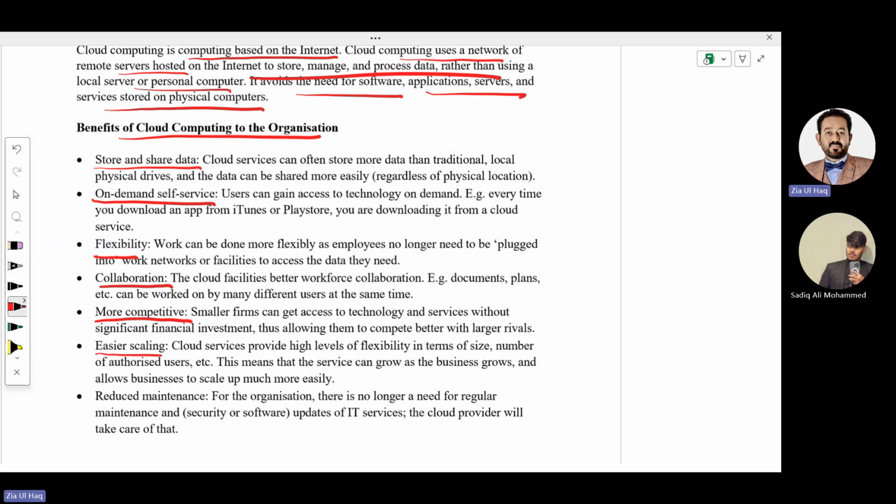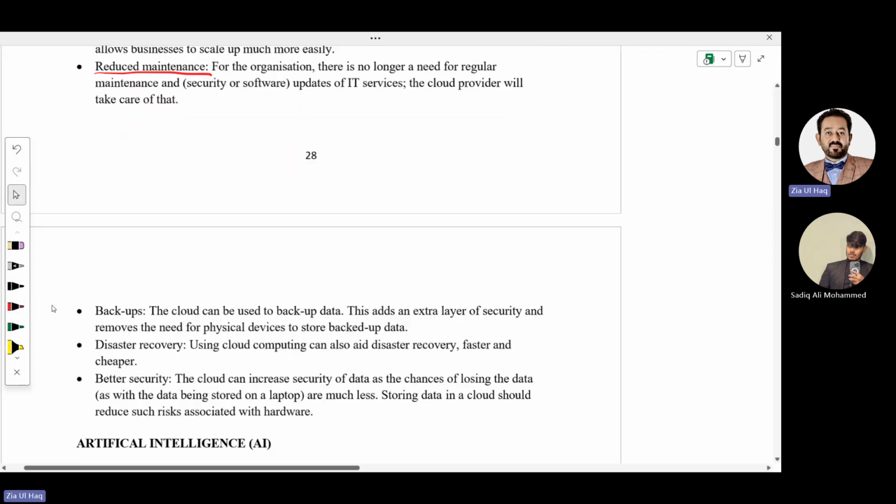Easier scaling: you can easily scale the data. Scale means you can store any size of data, any volume of data. You can even differentiate data, like pictures will be stored separately, figures will be stored separately, videos will be stored separately, so that you can find data easily. And reduced maintenance: you don't need to maintain the system because the maintenance will be provided by the storage provider, the cloud drive provider. This will be secure.